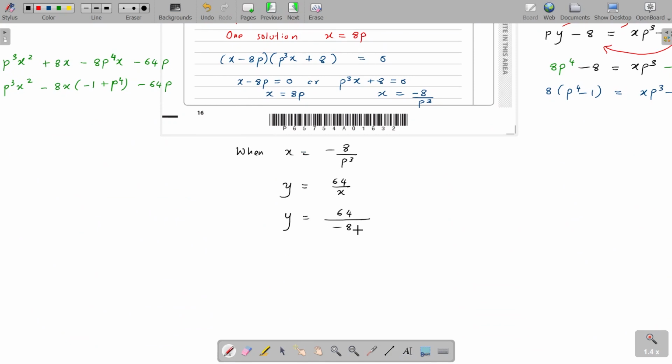Are you with me? So y equals plus divided by minus is minus. 64 divided by 8 is 8. The denominator here, this p cube comes up. Do you agree with me? The simplification, this p cube should come up over here. So coordinates of Q are, x coordinate was minus 8 over p cube, y coordinate is minus 8 p cube. Okay, is this clear?